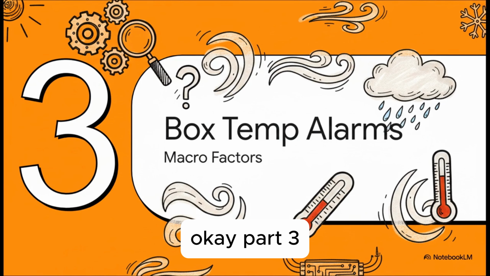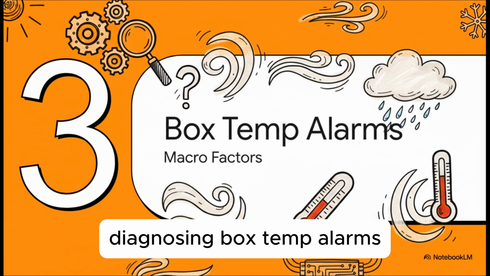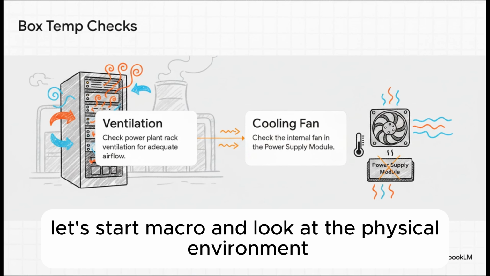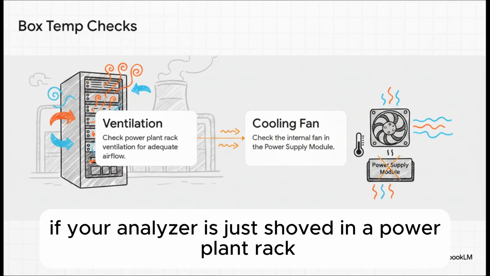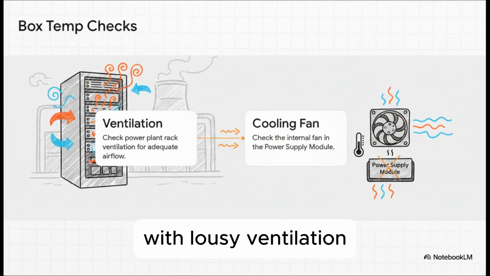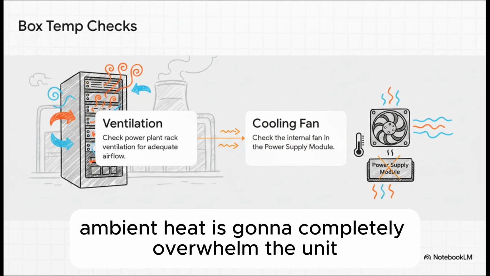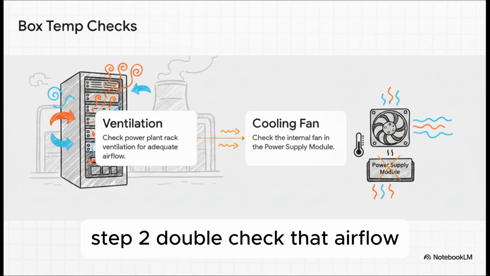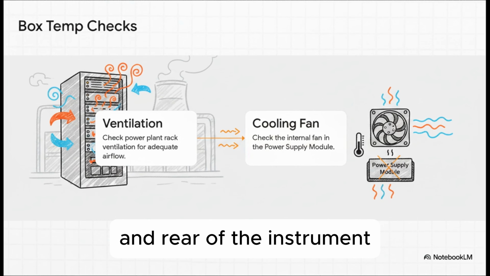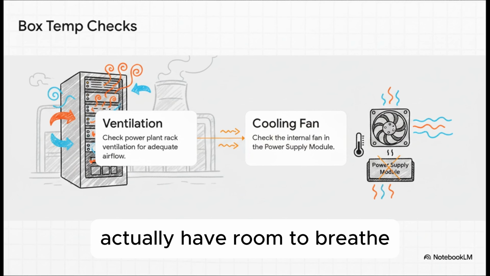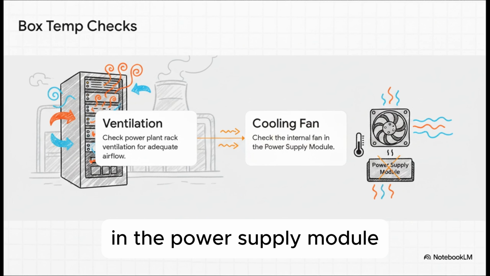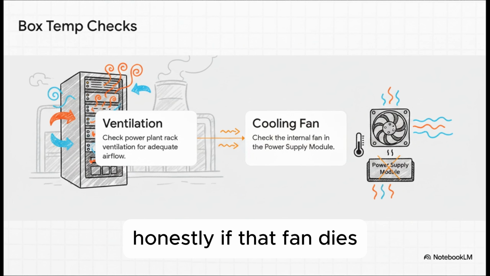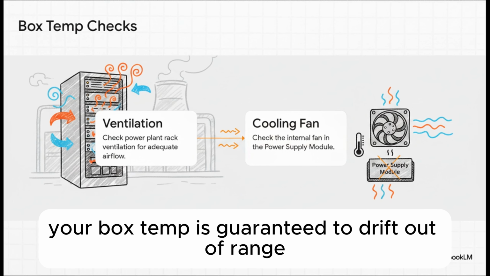Okay, part three, diagnosing box temp alarms. Let's start macro and look at the physical environment. Step one, check your rack. If your analyzer is just shoved in a power plant rack with lousy ventilation, ambient heat is going to completely overwhelm the unit. Step two, double-check that airflow. Make sure the areas to the side and rear of the instrument actually have room to breathe. And step three, check the internal cooling fan in the power supply module. Honestly, if that fan dies, your box temp is guaranteed to drift out of range.